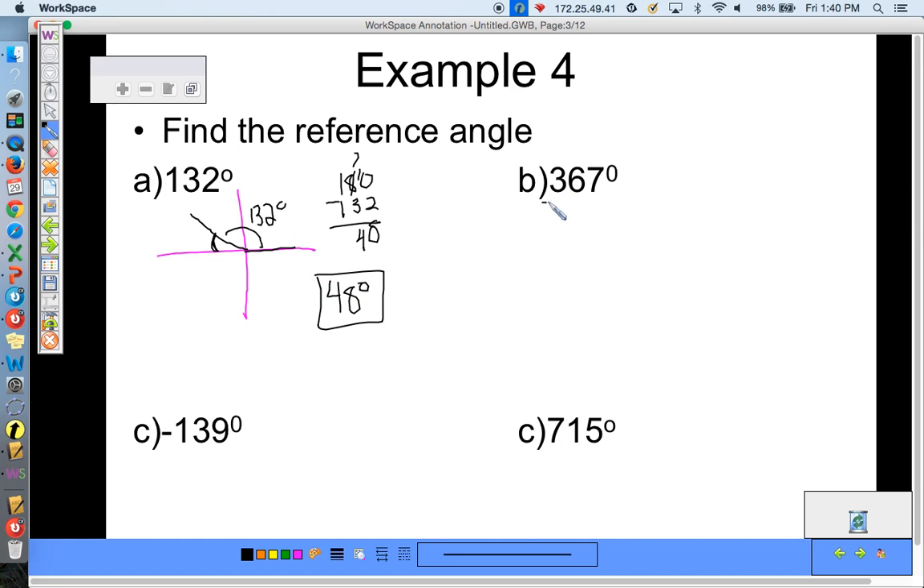367. Well, this is a full circle, so let's make it within one rotation. So it's really 7 degrees. Well, 7 degrees is in this first quadrant, so our reference angle is 7 degrees.